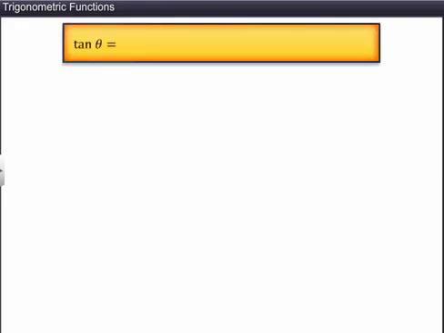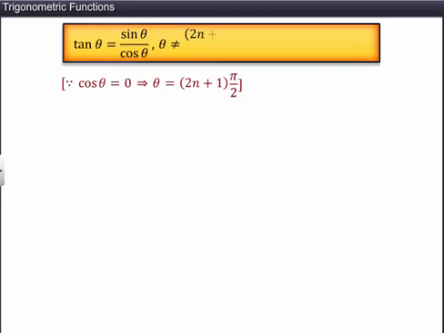Tan theta is equal to sin theta divided by cos theta. Tan theta is defined when the denominator is non-zero. Now, cos theta is 0 when theta is equal to (2n plus 1) times pi by 2. Therefore, tan theta is defined for theta not equal to (2n plus 1) times pi by 2, where n is any integer.